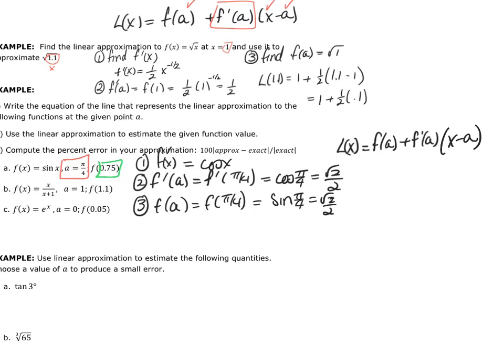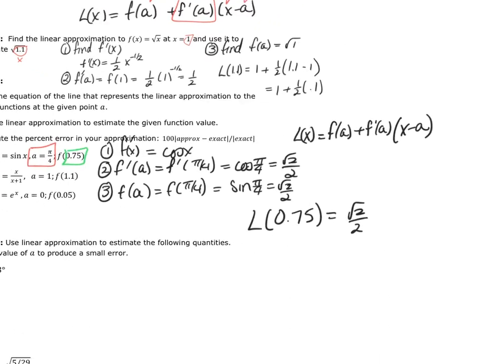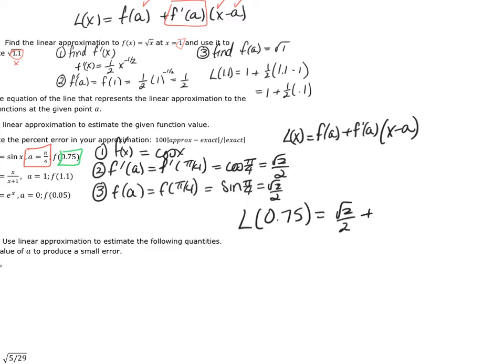So after you have done all of that work, let's plug in the things that we know. We're asked to find L of 0.75. So this is going to be equal to f of a, which we found in step 3, which is the square root of 2 over 2. And then plus f prime of a, which we found in step 2, which is the square root of 2 over 2, times my x, which is what I'm trying to chase, so that is the 0.75, minus the a, the value that I do know, which is pi over 4.